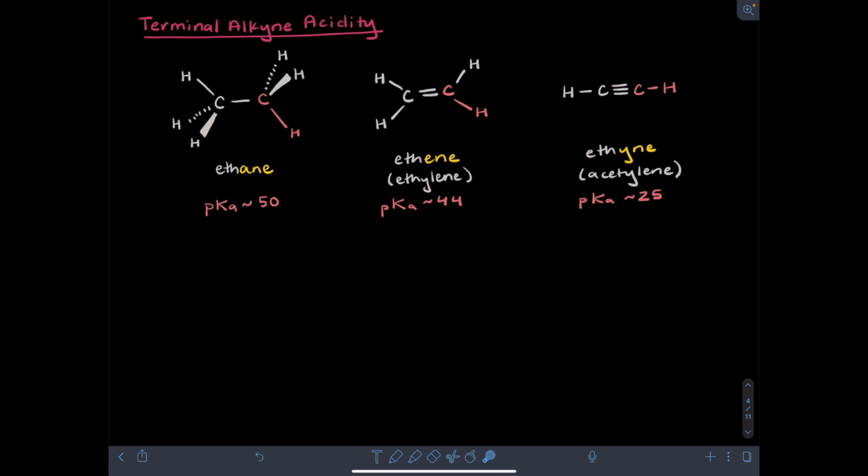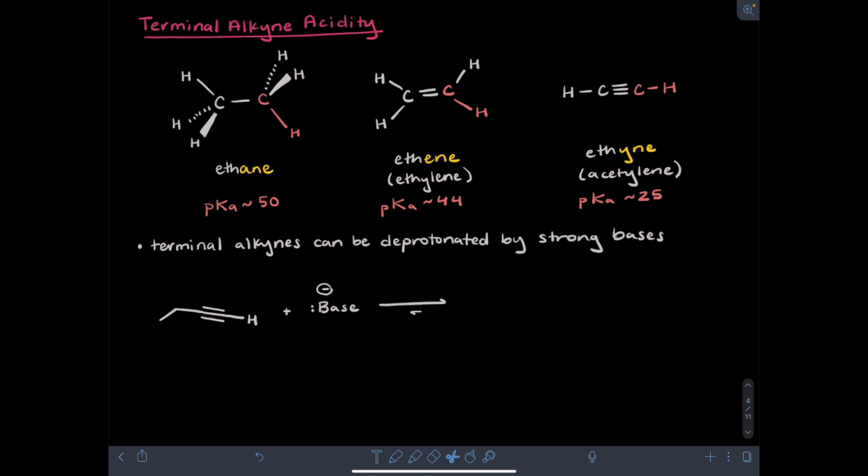These different carbon-hydrogen bonds, where carbon has different hybridization, vary significantly in their acidities. The pKa of an alkane is about 50. The pKa of an alkene is about 44. And the pKa of a terminal alkyne is dramatically lower, about 25. Recall that lower pKa indicates a more acidic bond. The fact that terminal alkynes are fairly acidic means that they can be deprotonated by strong bases.